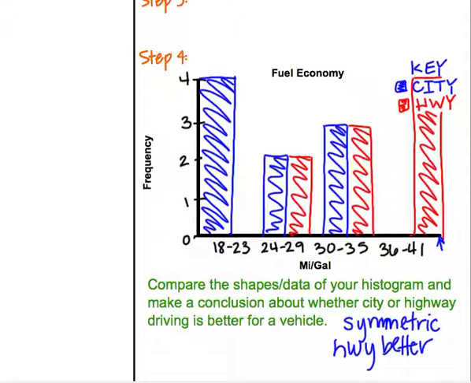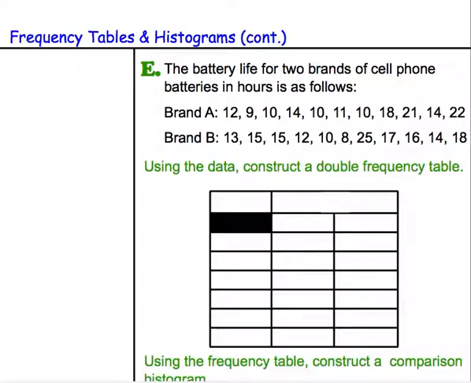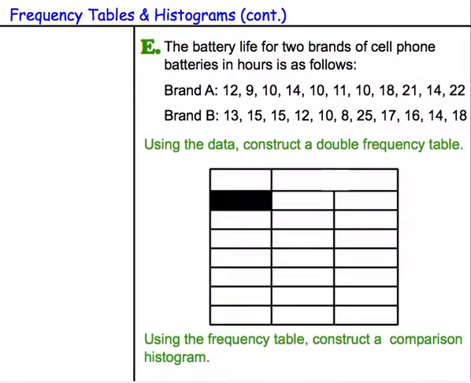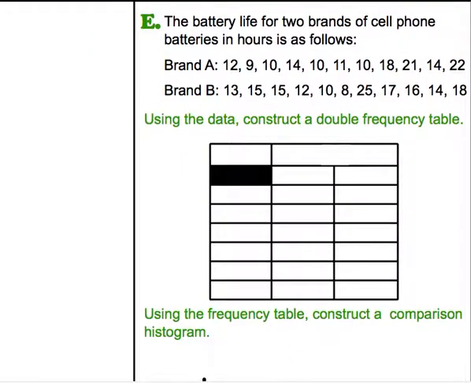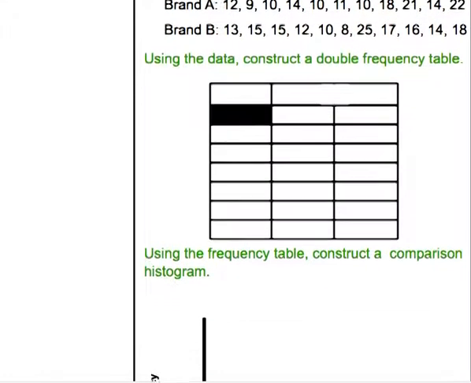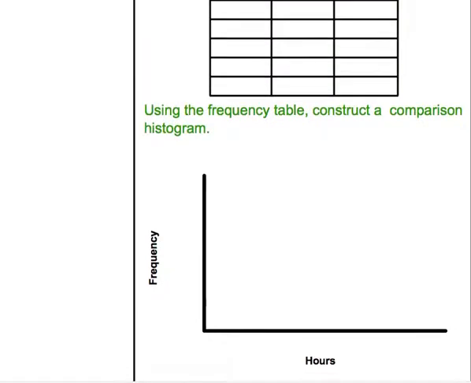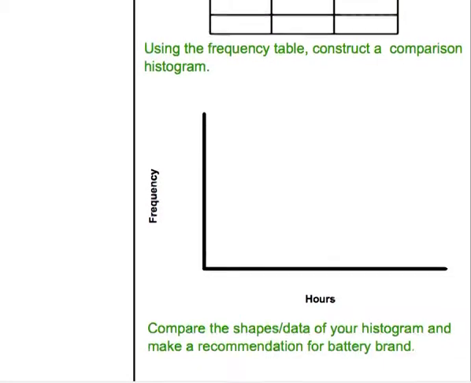All right, now I have another example on here, but due to time's sake, I'm going to have you take a look at this and try this one on your own as a second you-try problem. So you've got here battery life for 2 brands on the cell phone batteries. Construct the double frequency table. Using the frequency table, construct a comparison histogram. And then finally, compare the shapes and data of your histogram and make a recommendation for a battery brand.